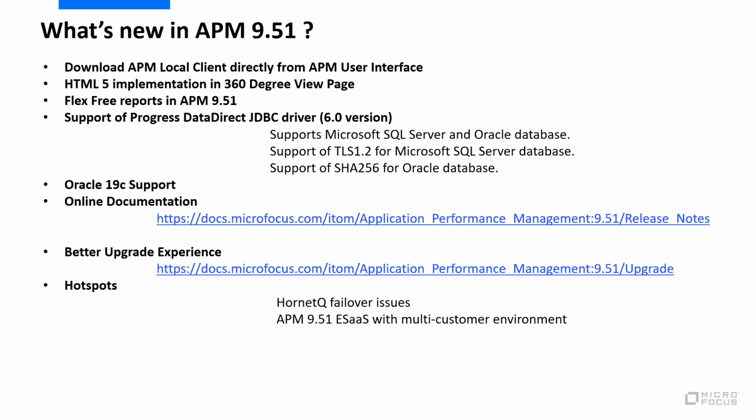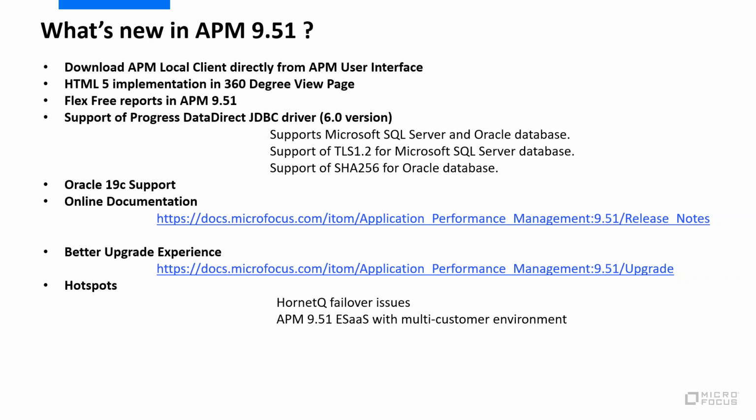And we have increased the JDBC driver versions, the TLS versions, and the encryption values when you connect to Oracle databases. Encryption algorithms we have upgraded, and then Oracle 19c is validated, and we'll support 19c from 9.51 version onwards. The documentation is available here for online documentation and for upgrade. You can access those guides whenever you want to upgrade from an older version to APM 9.51.